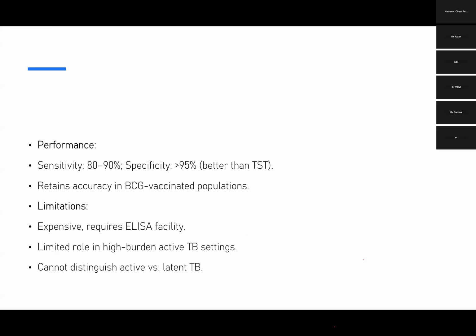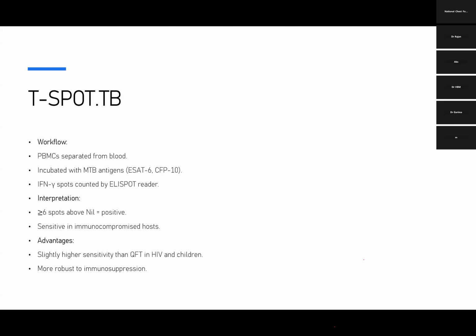So sensitivity is around 80 to 90%, specificity is more than 95%, better than TST, and it retains accuracy in BCG vaccinated populations. Limitations are that it is expensive, requires ELISA facilities, and has a limited role in high burden active TB settings. And it again cannot distinguish between active and latent TB.